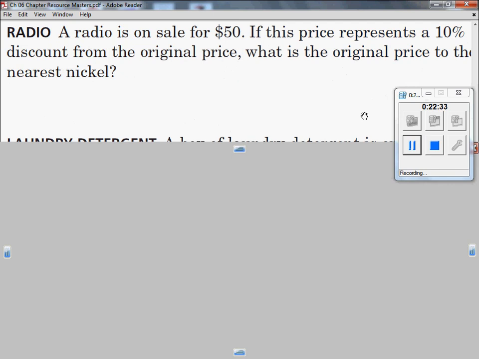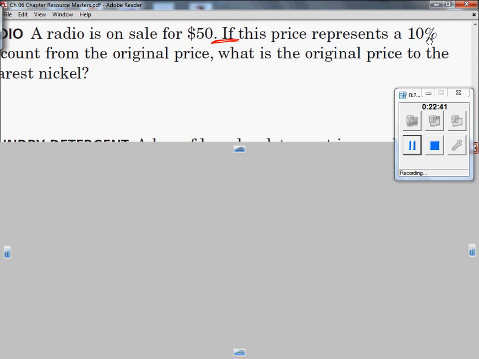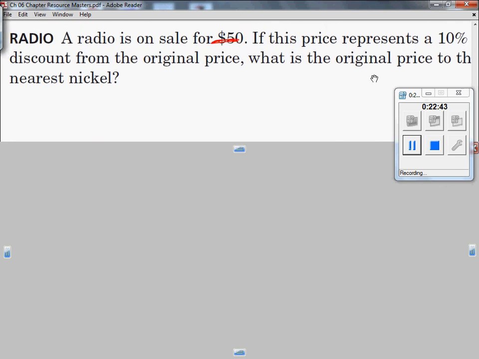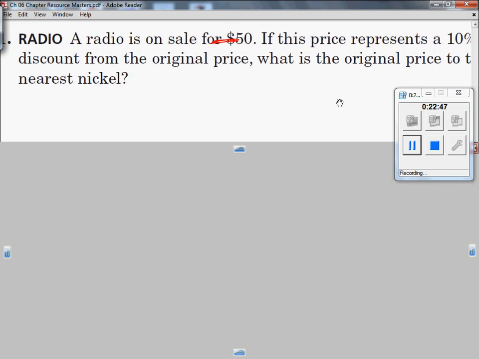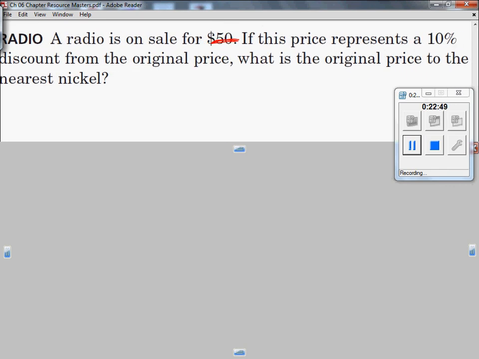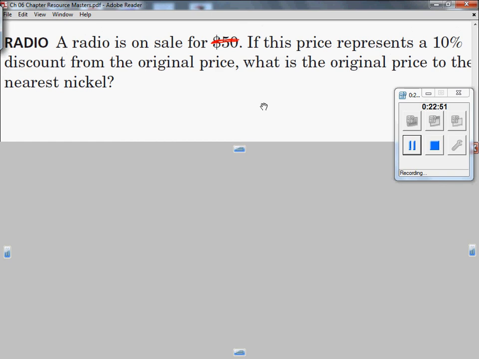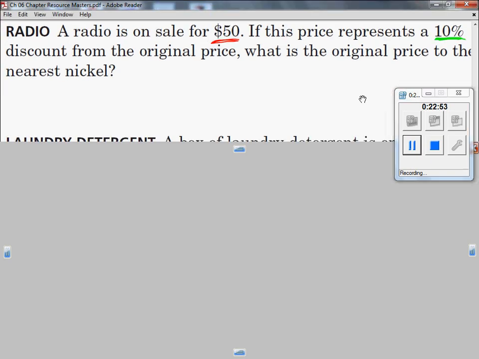In questions like this, notice what they're doing. They gave you the sale price, which was originally what we were solving for, and they gave you the discount amount. But what they're asking is what was the original price. That's what they want to know, because that's what you're going to be solving for in this question.